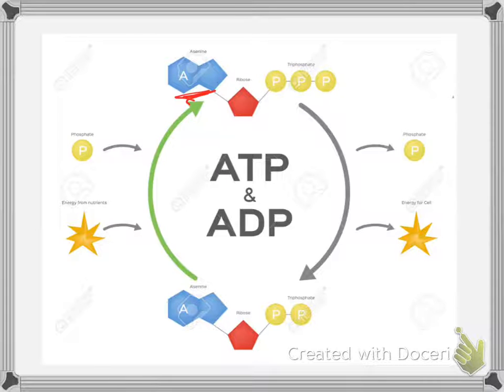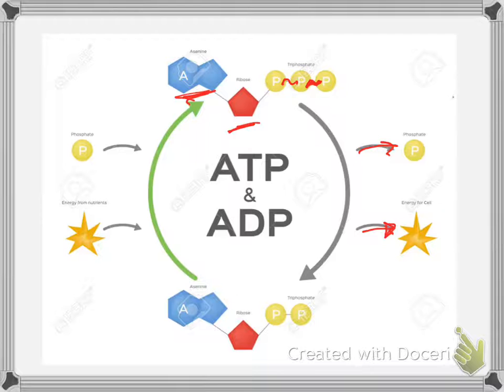nitrogen ring compound. It's got a ribose sugar, and then it's got these three phosphates, and I've highlighted those bonds right there because those are the high energy bonds that we're going to be breaking and making to deliver that energy. So when this bond right here gets broken by removing that phosphate group, it's going to release a certain amount of energy that the cell can use to do work.